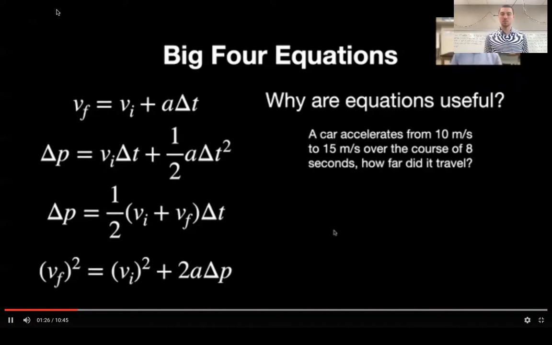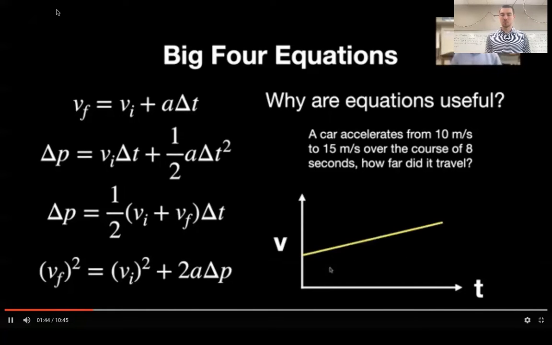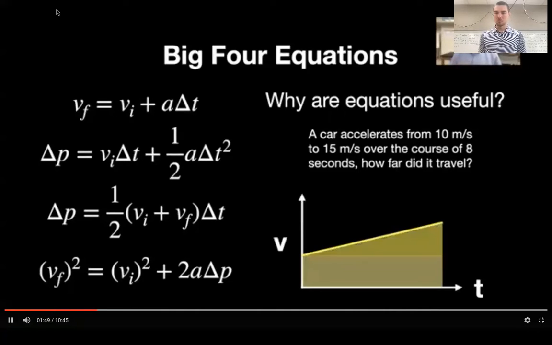For example, if I were to give you this problem: a car accelerates from 10 meters per second to 15 meters per second over the course of 8 seconds, how far did it travel? If you were to use a graphical approach, how would you solve this? Well, first you'd have to get your graph paper and your VT graph, and you would plot 10 meters per second to 15 meters per second. And then we know displacement is the area of a VT graph. So you have to find the area of this trapezoid, maybe by splitting it into a rectangle and a triangle. And then you would know the displacement, which was probably like 4 or 5 or maybe even 6 steps. And it maybe took you 4 or 5 or maybe even 10 minutes to do all of that.